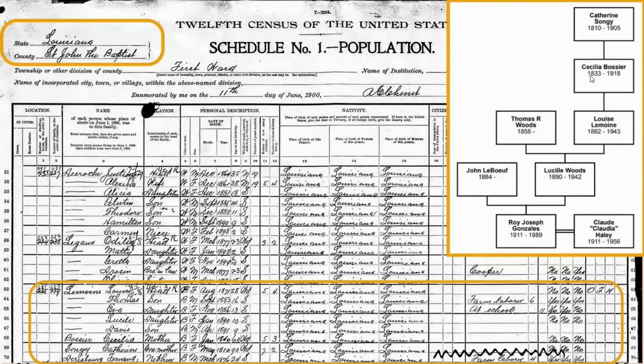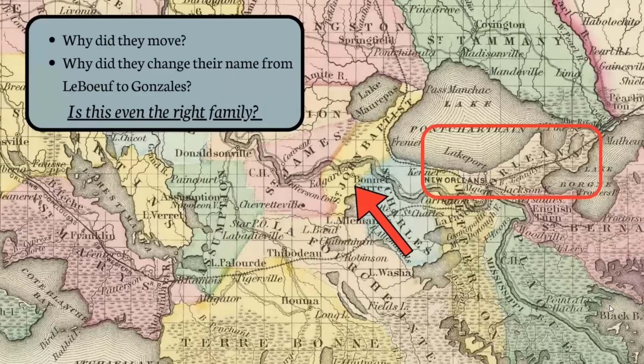We also have Cecilia Bozier, so Louise's mother, and her grandmother, who was born in 1810. So this is really awesome. I really love when families like to have multiple generations in a single household. So my next question is, okay, if this is the right family, why would they move? Why would they change their name from LaBeouf to Gonzalez? I will say in Louisiana, Gonzalez is a relatively common name because Louisiana was at one point a Spanish colony as well. There's also a city named Gonzalez. So there's a couple levels to this.